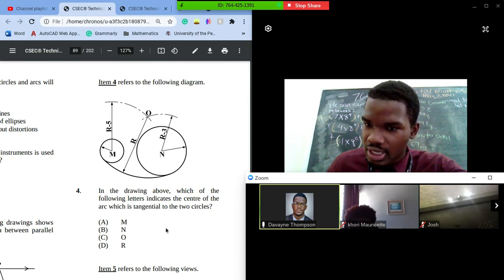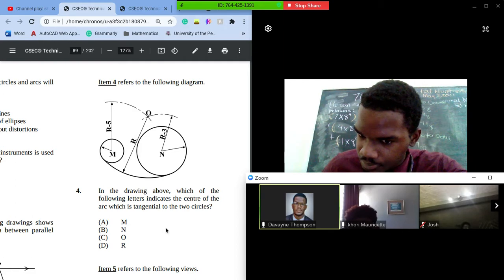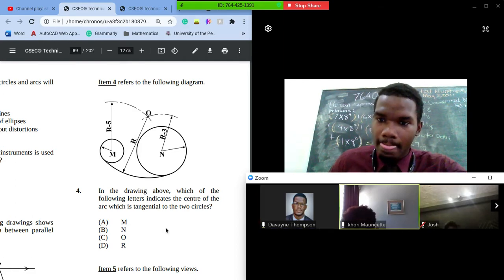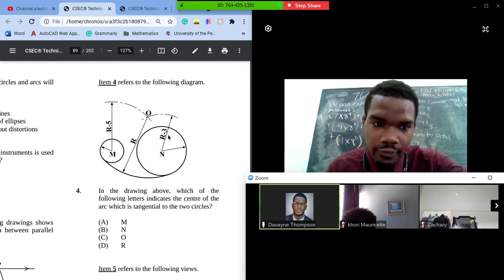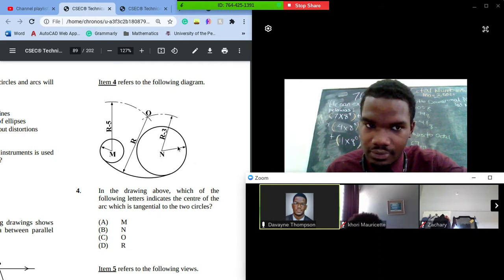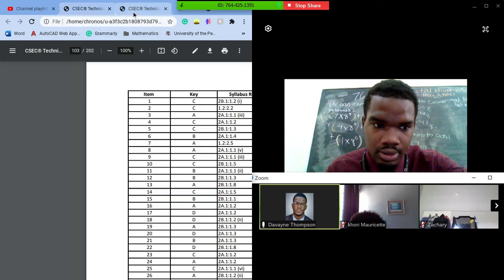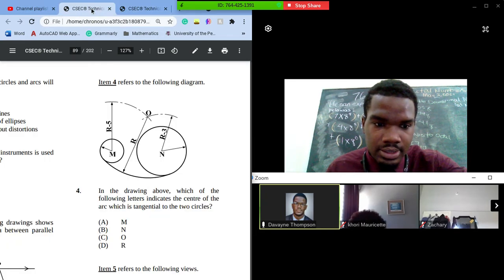A tangential line touches a surface only once, right? It's the circumference of the circle. Right, it touches the circumference of the circle only once. So if I'm looking for a point that can touch only once, it can't be M or N. Everybody see that? Because you're inside the circle itself. Okay, so for 4, the answer is going to be C.